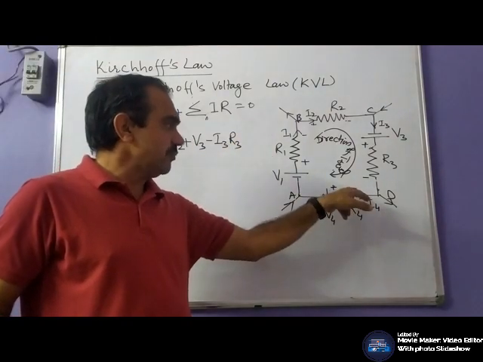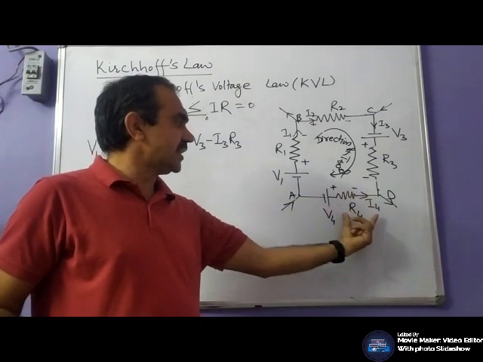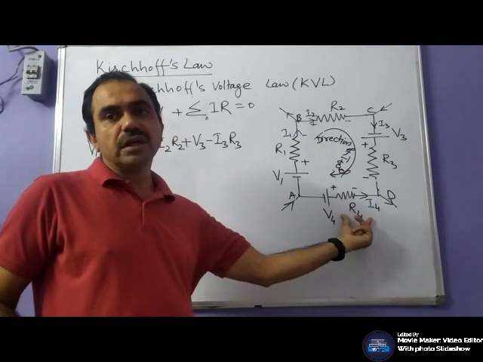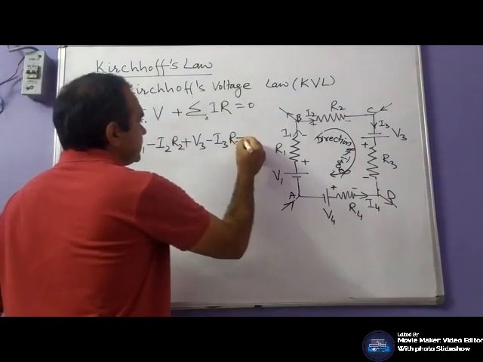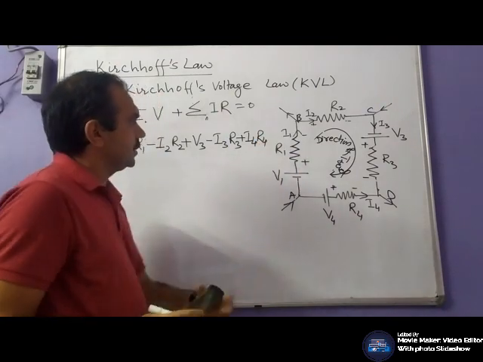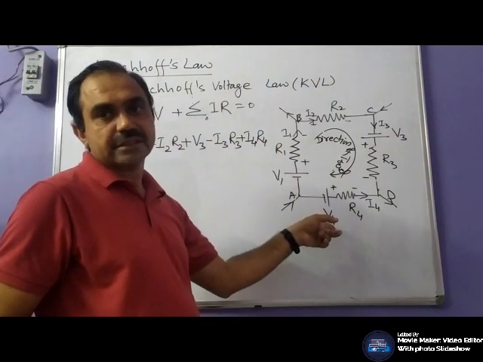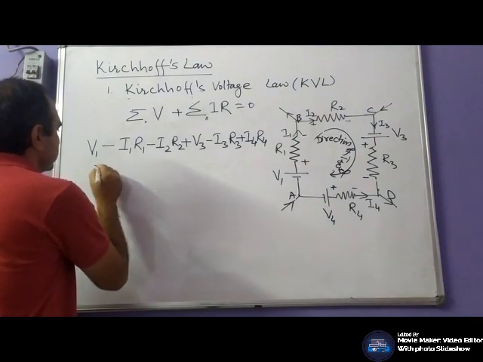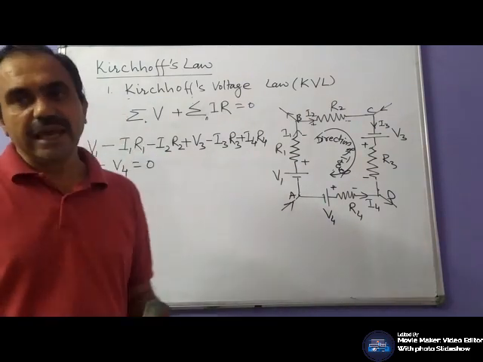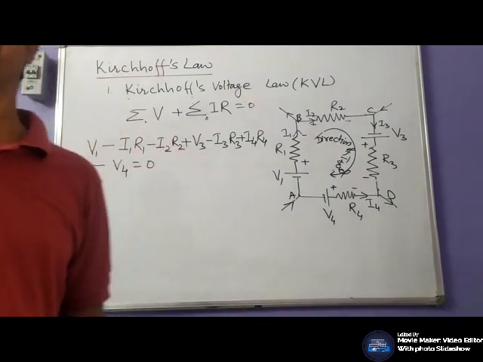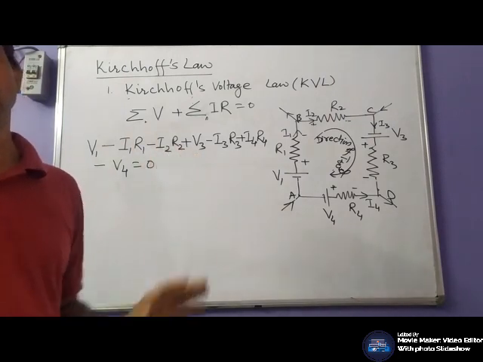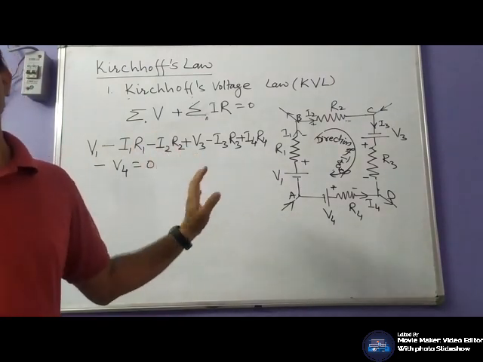Here I am moving from lower to higher and the potential drop across this resistance R4 is I4 R4, plus I4 R4 minus V4 is equal to 0. Algebraic sum of EMFs and IR drops would be 0. This law states.